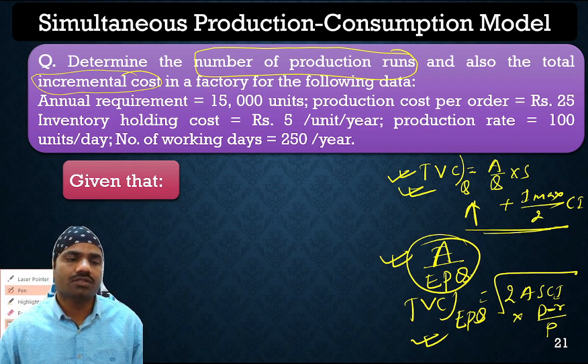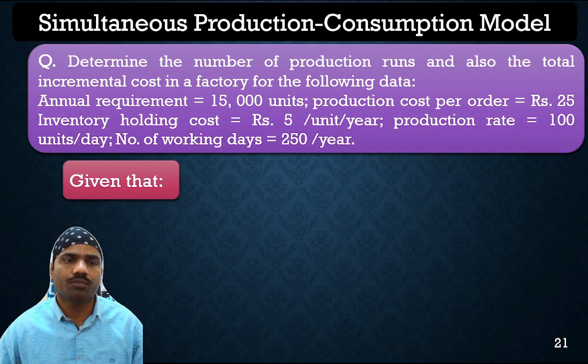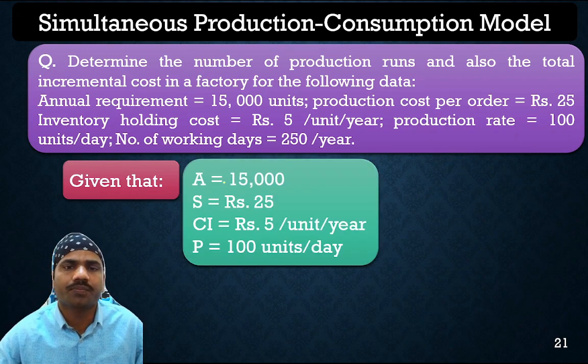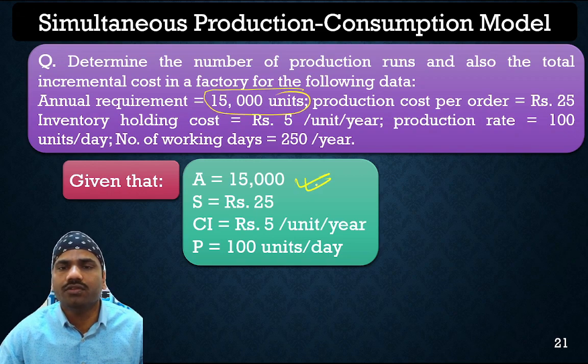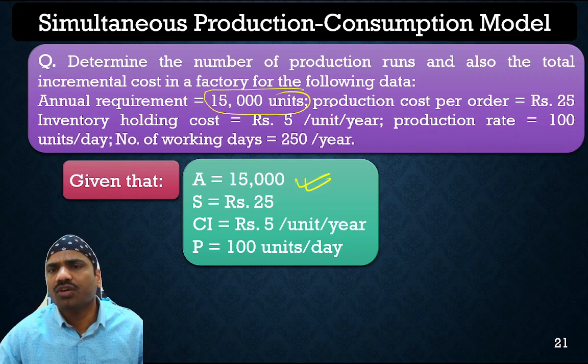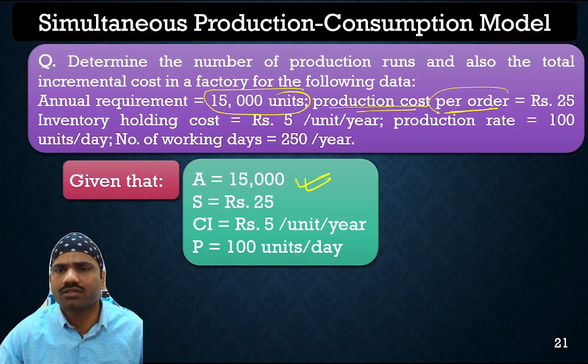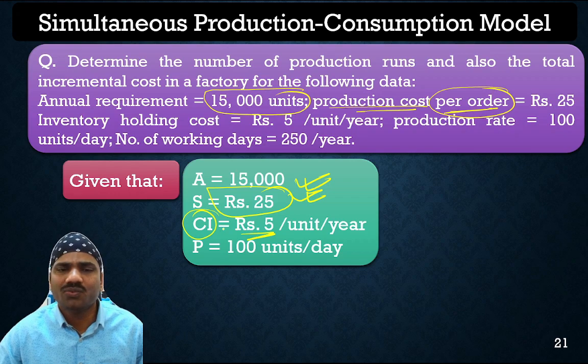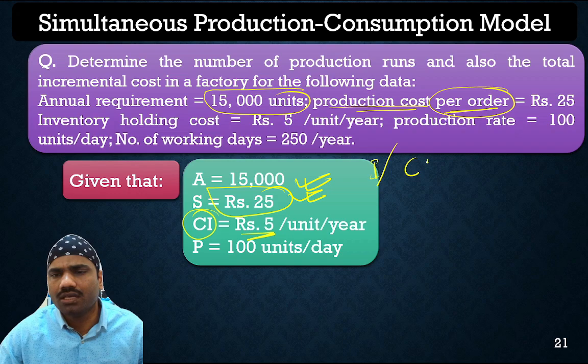So let me discuss the things we have been given. We have some parameters given, and those parameters are: annual demand of 15,000 units, and setup cost per production run, which is rupees 25. Inventory holding cost or carrying cost, that is CI, is rupees 5. Sometimes it is given as I, sometimes as CI.